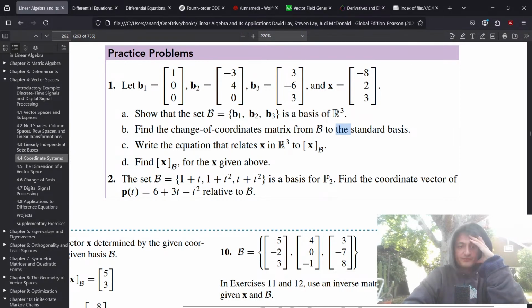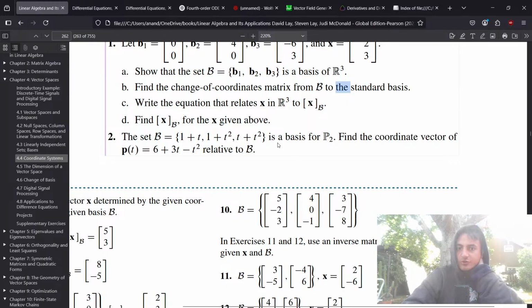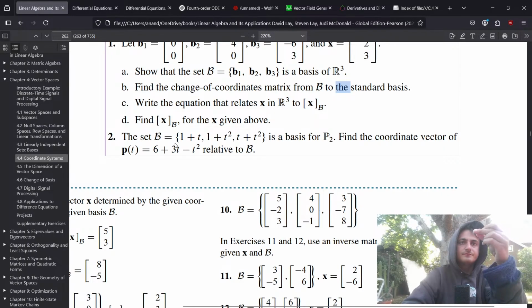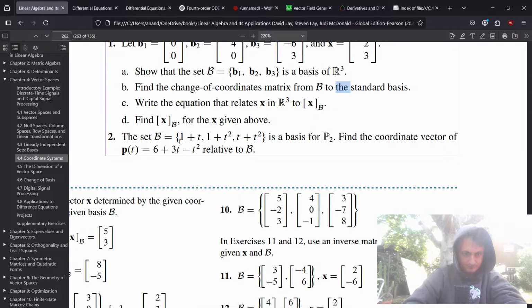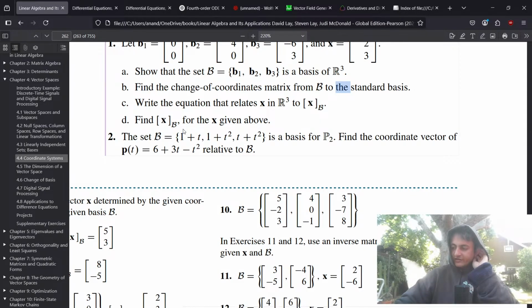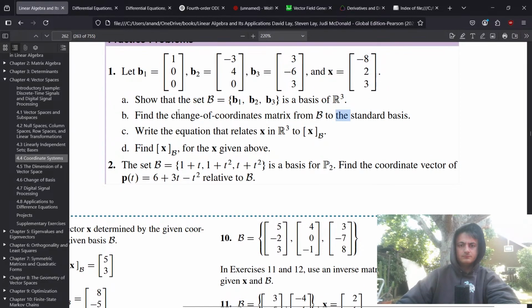Okay, the second one, the set B is a basis for P2. Find the coordinate vector relative to B. All right, I'll do these. I'm not going to do this one, but I am going to do 2. So let's do 2.